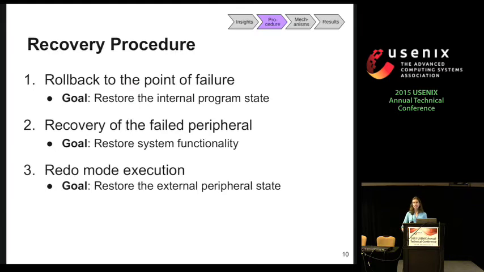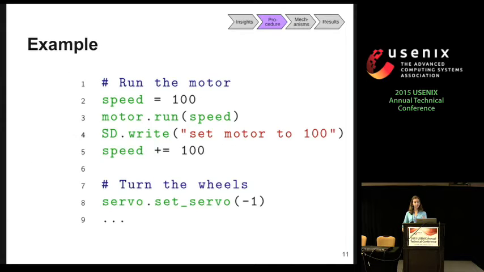So altogether, these insights motivated the three-step process that Phoenix uses to recover. It first rolls back the internal program state to the point of failure, so that all of the variables in the programmer's code are restored to the appropriate state. It then recovers the peripheral that failed, possibly by resetting it or swapping in a hot spare. And finally, it performs this redo mode execution process that I've described, in which it rematerializes or re-executes peripheral accesses on an individual peripheral access basis. That way, it ensures that all of the external peripheral state is in the appropriate state.